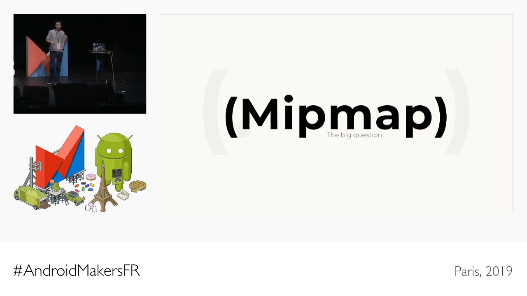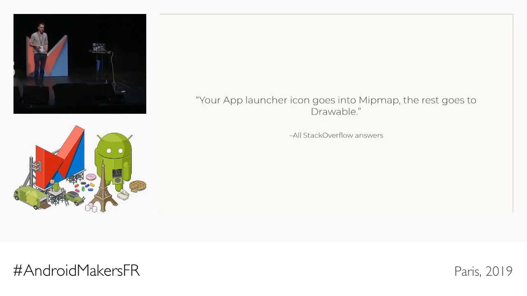The other question I ask myself is, what is MIPMAP? And when you look around, MIPMAP is where you put your app launcher and the rest goes to drawable. So who used MIPMAP for other things than launcher icons? Yes, oh, one. I need to ask you why.